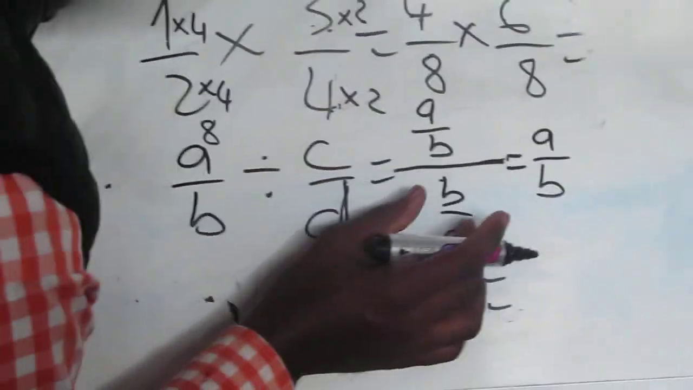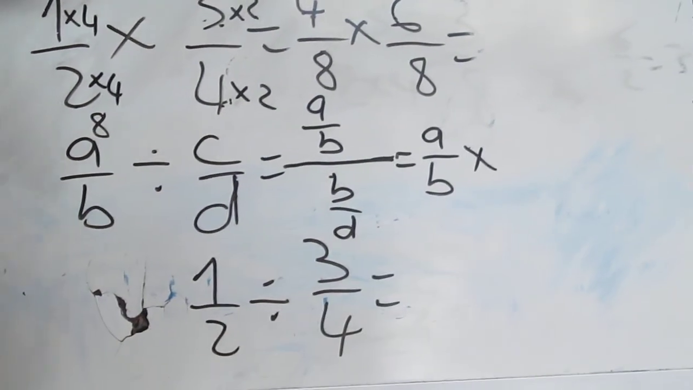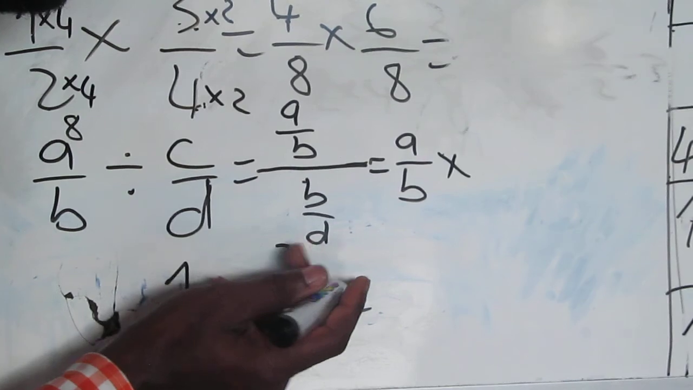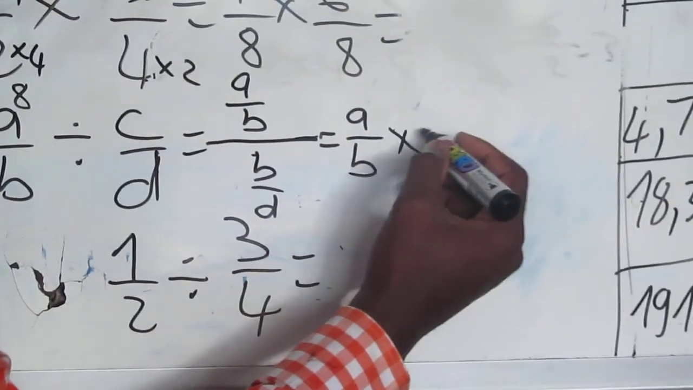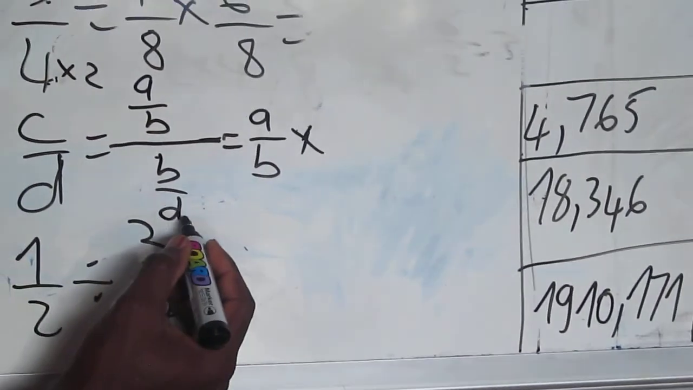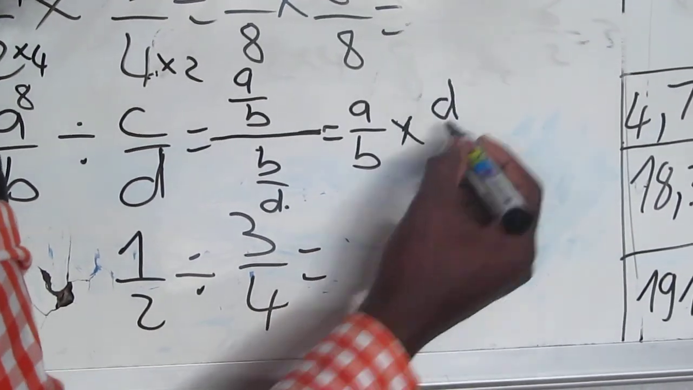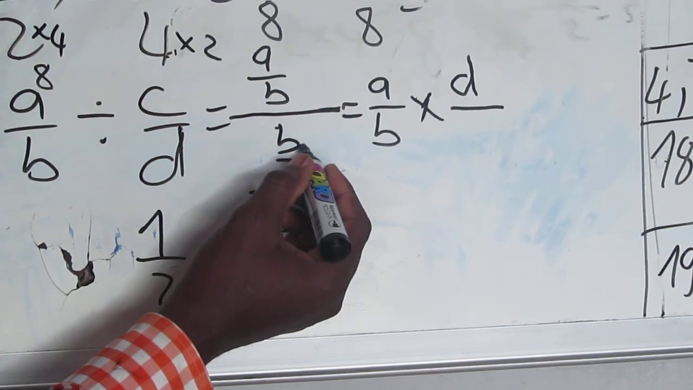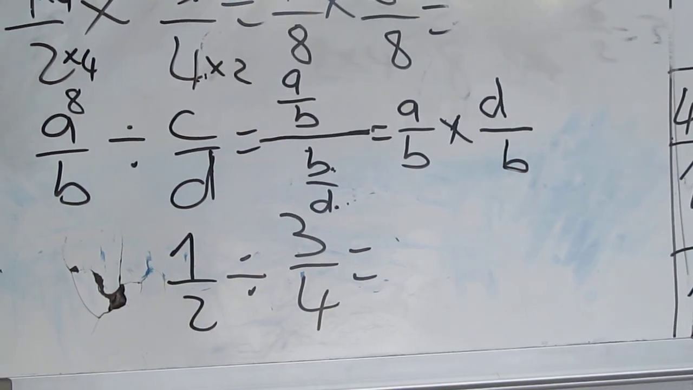Now here it will change, and for me to remove this bar, I will have multiplication this side here, and then this one will transform. This one will go up, this one will come down. So when I change this, I change it by multiplication. Here, as my denominator was D, the D will go up. It's going to be now my numerator, and my B that was the numerator will become the denominator. This is how you do it.